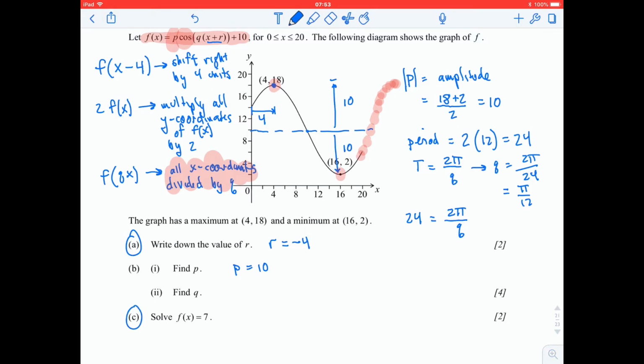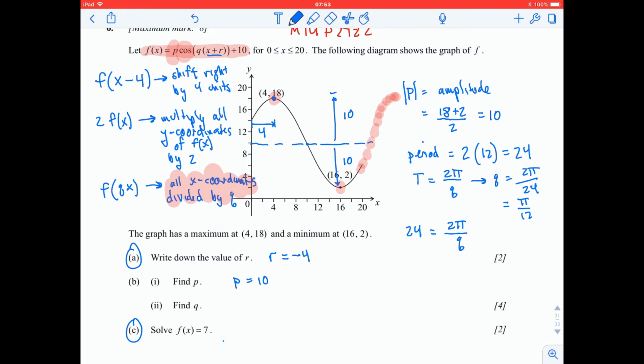The final thing in this question is we're asked to solve f of x equals 7. We have all of the parameters now for f of x. Oh, I am realizing now that I made a mistake up here with that p-value. That should be 18 minus 2 over 2. Sorry about that. 18 minus 2 over 2 gives us 8 instead. So p is not 10, p is actually 8.